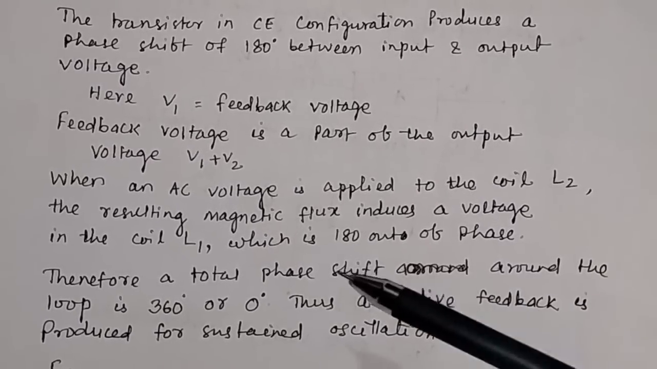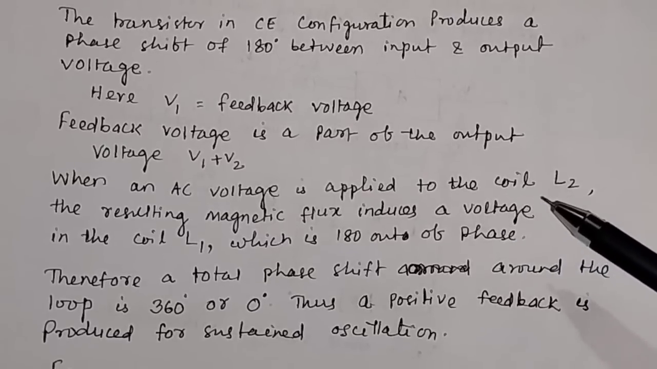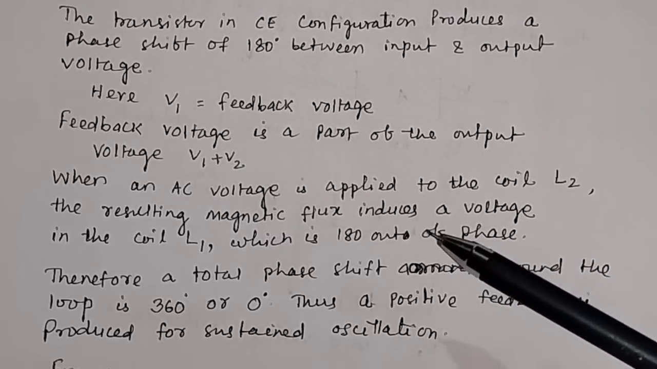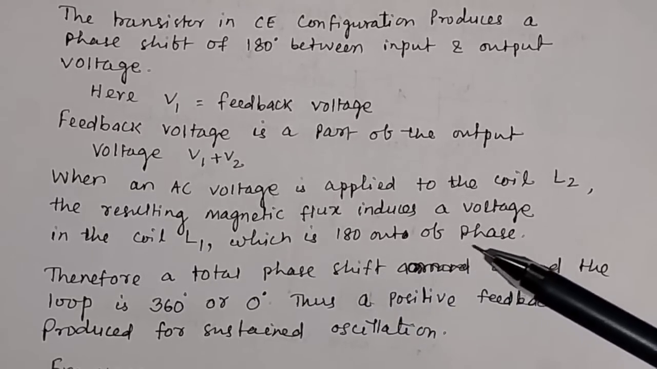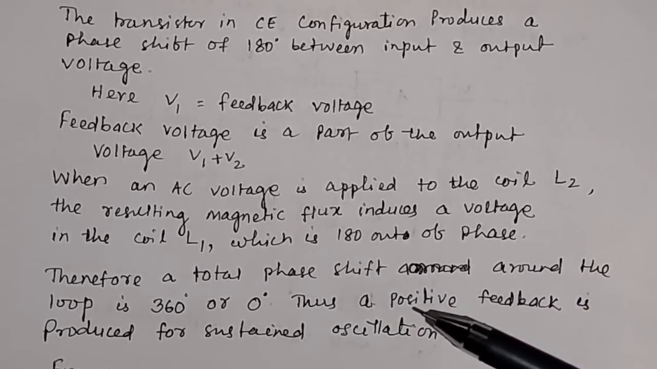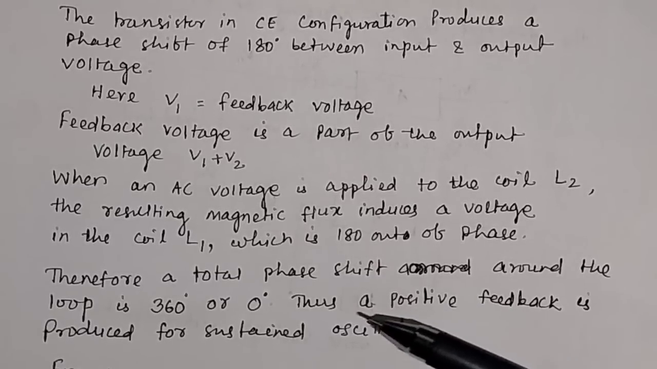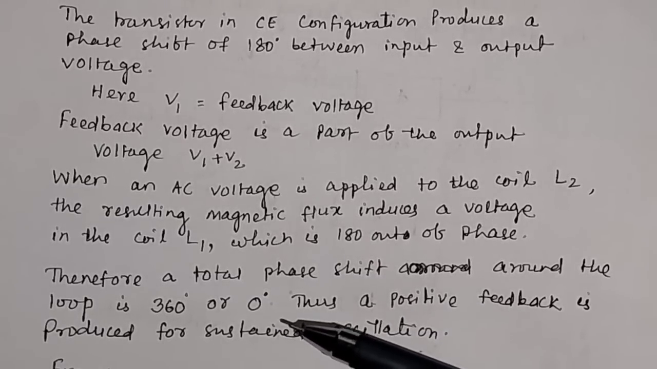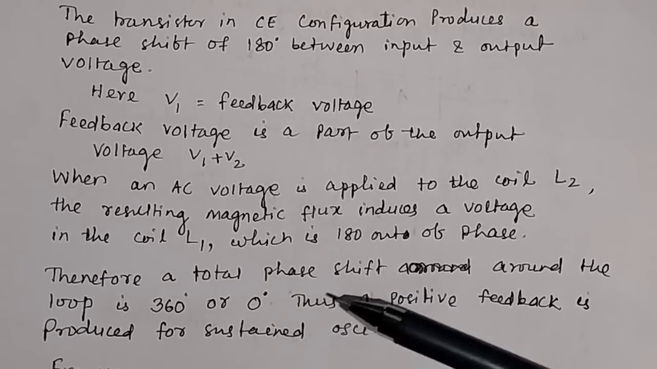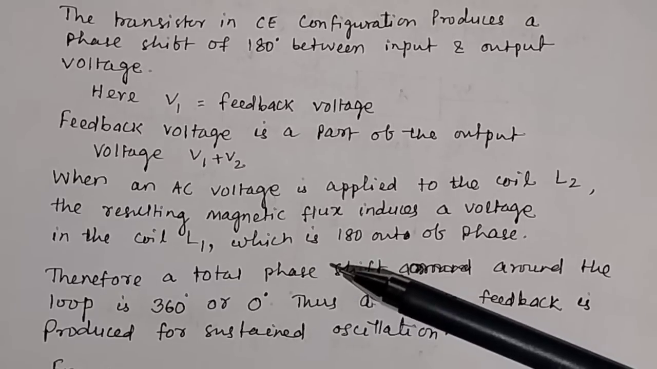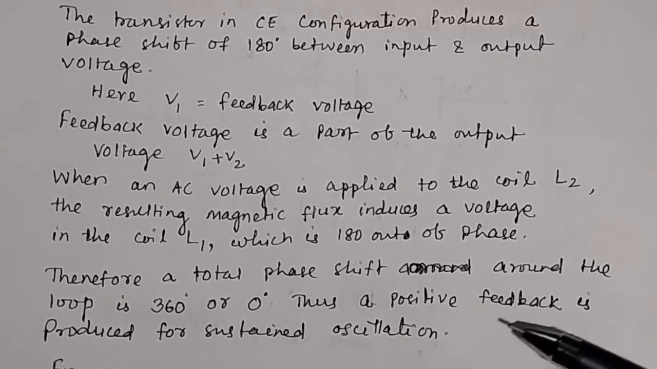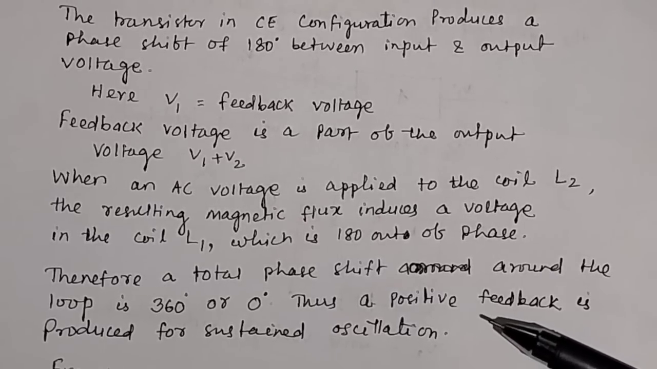So you should write: when an AC voltage is applied to the coil L2, the resulting magnetic flux induces a voltage in the coil L1 which is 180 degrees out of phase. Therefore the total phase shift around the loop is 360 degrees or 0 degrees, and this is very important, how you produce a phase shift of 360 degrees for positive feedback. Thus a positive feedback is produced for sustained oscillation. And the next thing we should know is the frequency of oscillation.